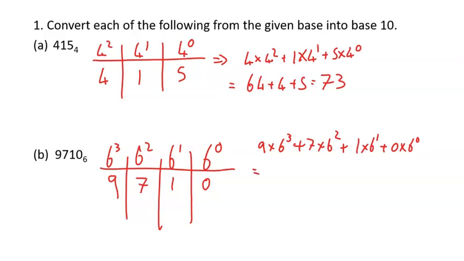So if I do each of these bits of maths, what I'll end up with is 1944 plus 252 plus 6, and then all I do is add them all together, and I get 2202. So the number 9710 to the base 6 represents the number 2202 in our base 10 number system.